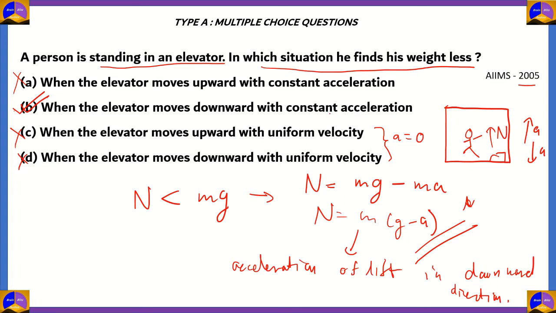When the elevator moves downward with constant acceleration, a person standing in an elevator finds his weight to be lesser than his usual weight.